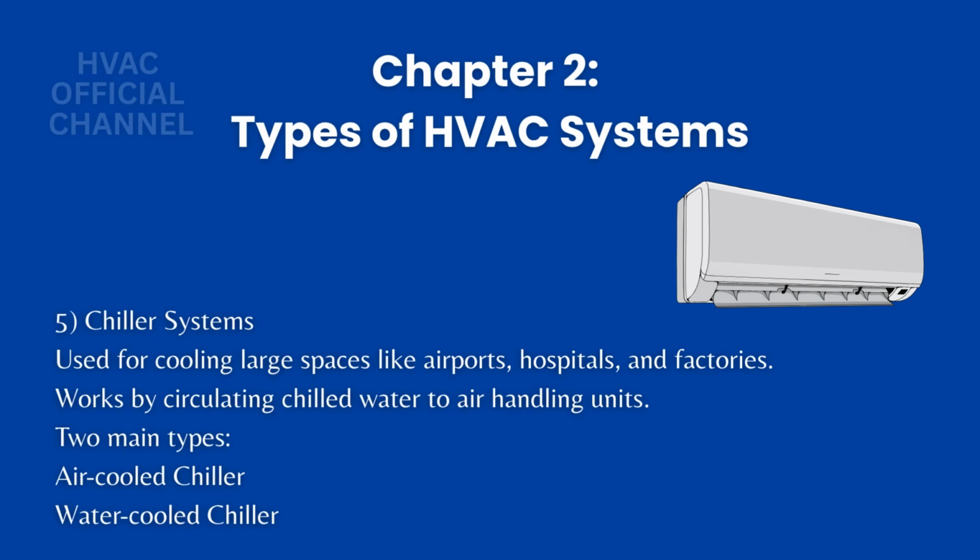5. Chiller systems, used for cooling large spaces like airports, hospitals, and factories. Works by circulating chilled water to air handling units. 2 main types: air-cooled chiller, water-cooled chiller.